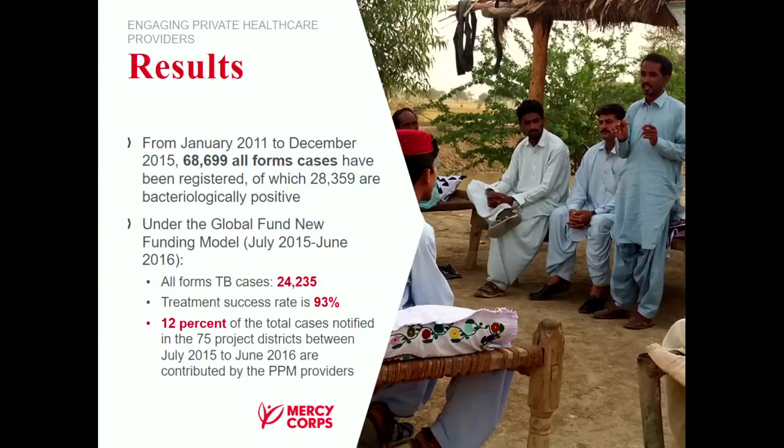In terms of results, from January 2011 to December 2015, we have reported almost 70,000 all forms of cases. But more specifically, from July 2015 to June 2016, in 1 year, from 75 districts, we have reported 24,000 all forms of TB cases with a treatment success rate of 93%. And I also want to highlight that for these 75 districts, the contribution from the private sector providers was 12% of the total cases notified in that 1 year period.